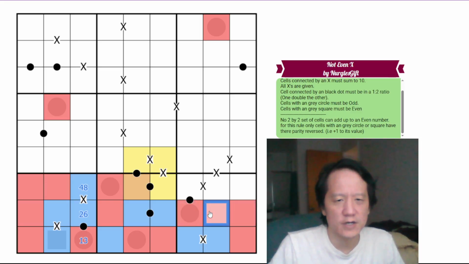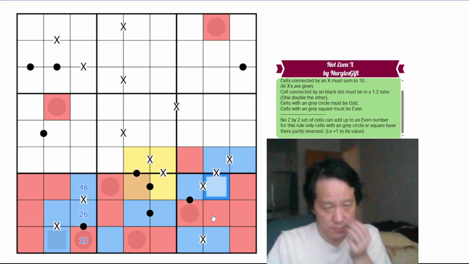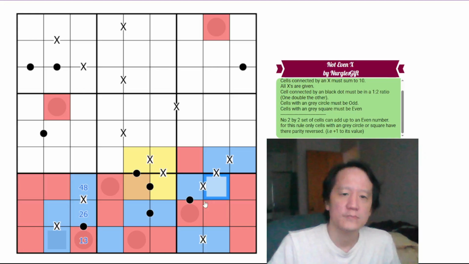This is even and odd. But this is an odd digit, which makes that an even, so this must be even, and this must be even, and therefore this must be even. We have 4 evens in box 9, so this must be odd. Not even, odd. We have 3 evens here, therefore this must be odd. These are the same parity, so that's fine.